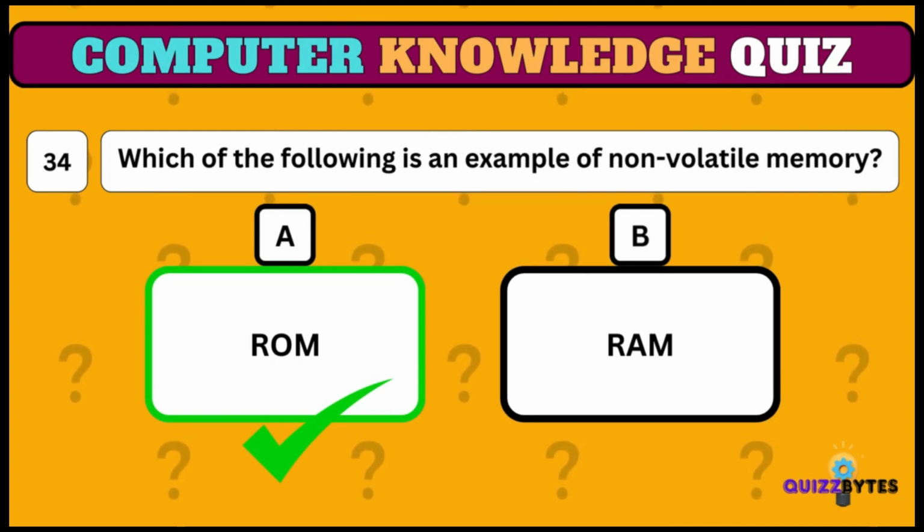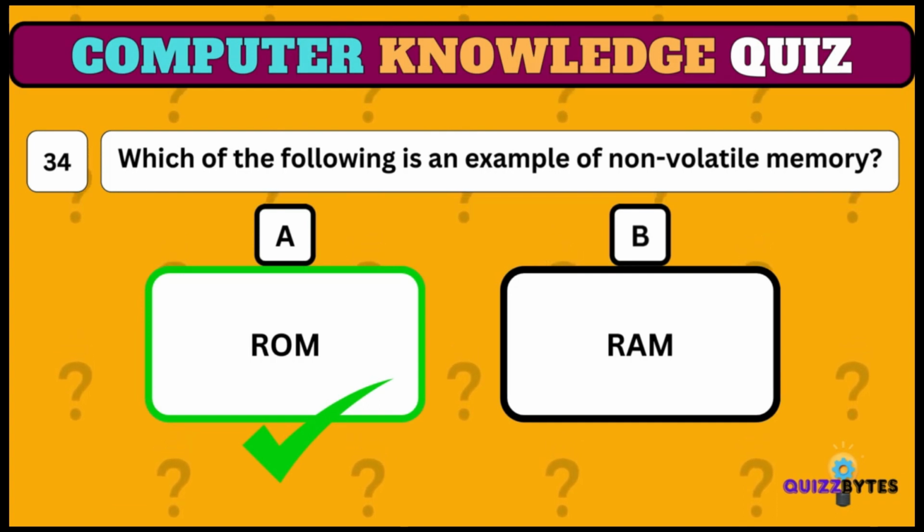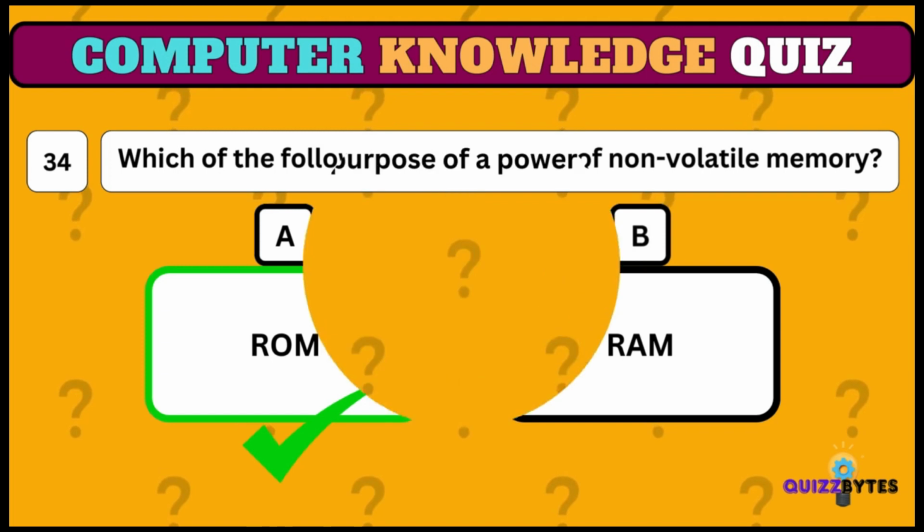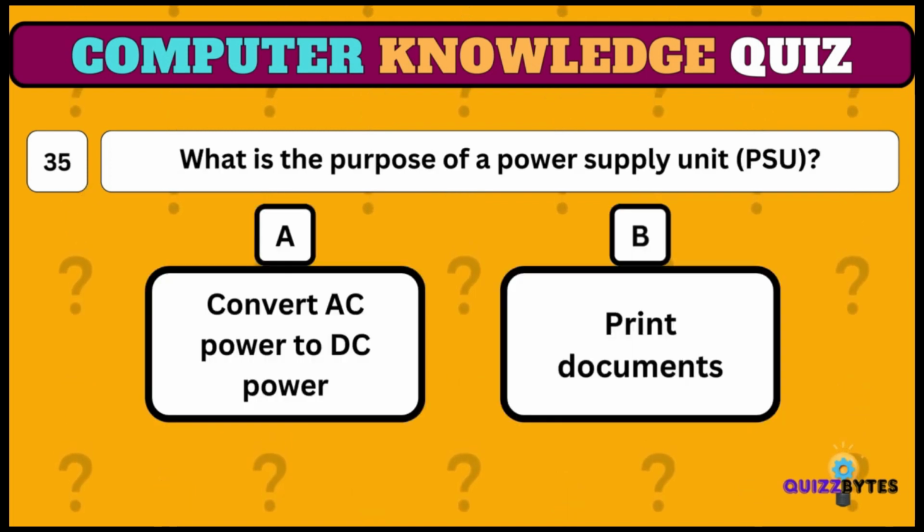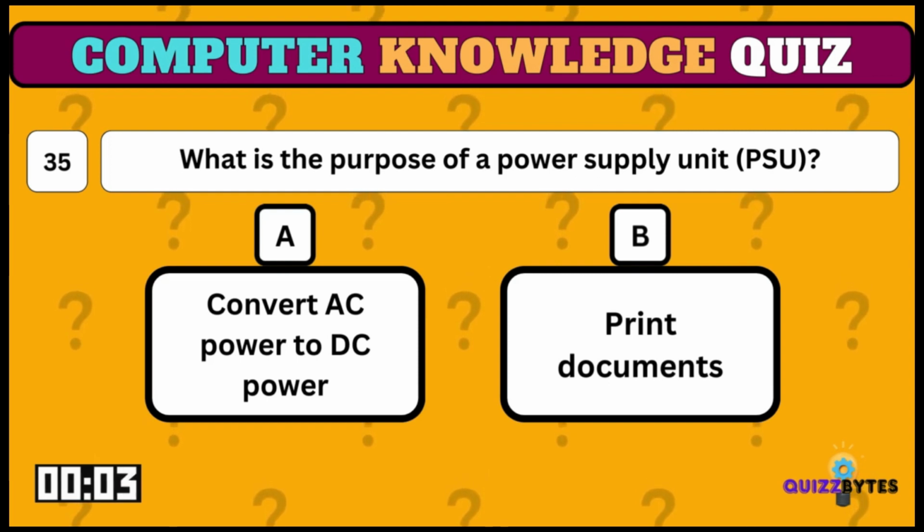You're preserving digital legacies. ROM stores data permanently. Moving on to question 35. What is the purpose of a power supply unit, PSU? A. Convert AC power to DC power or B. Print documents?